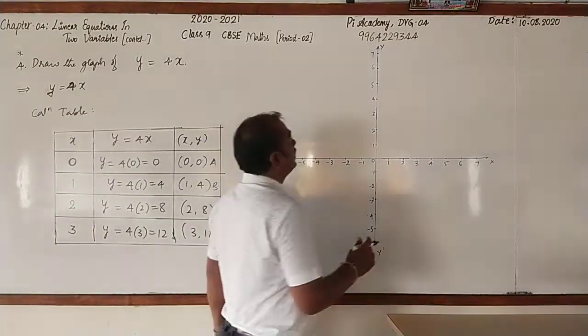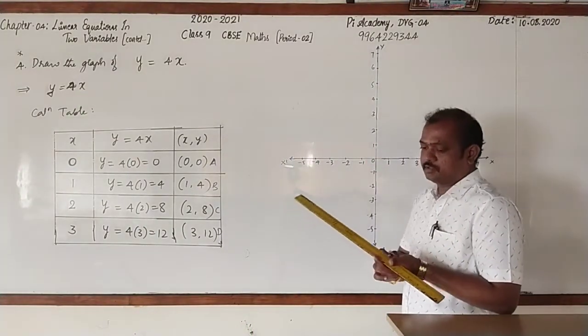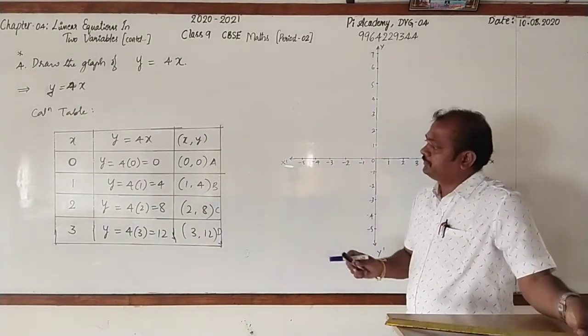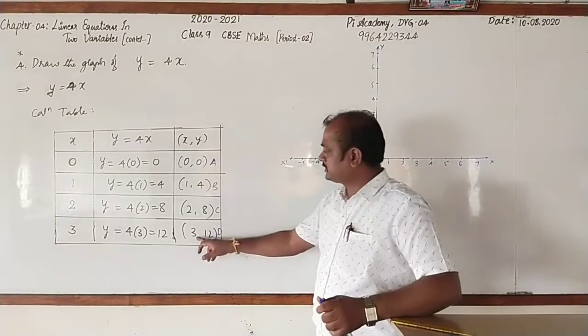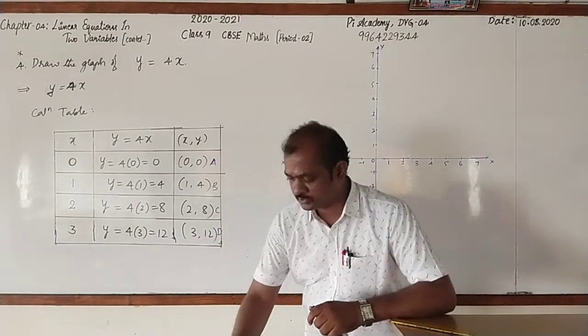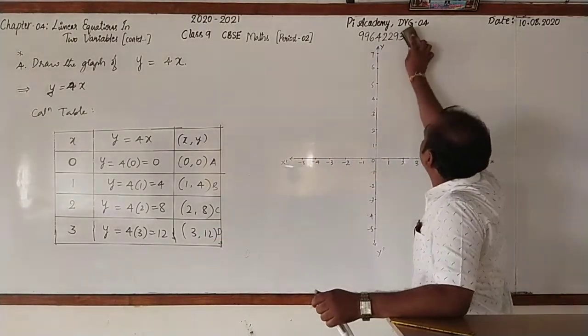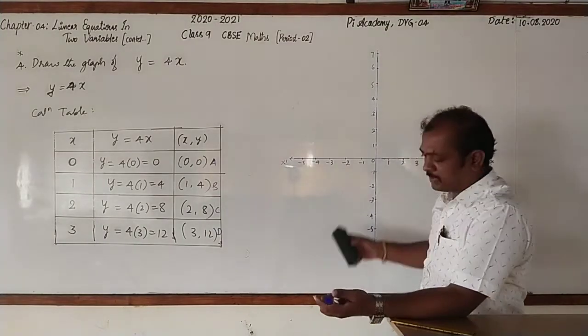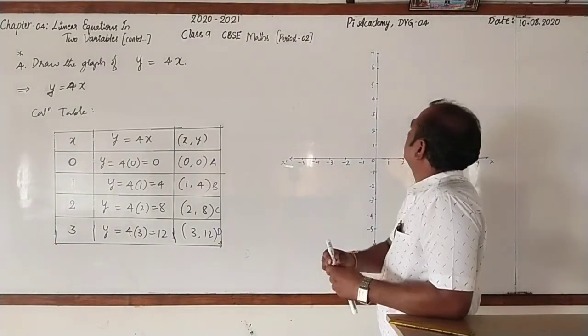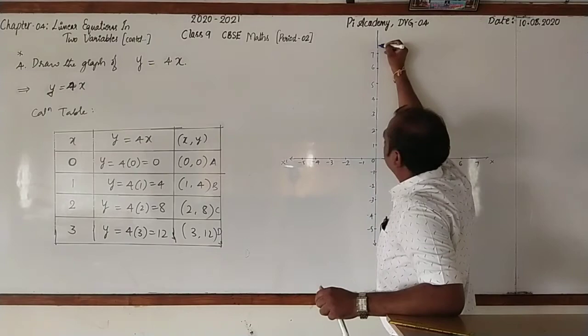Now let us go for marking this. Observe, the highest number in x is 3, highest number in y is 12. So I'll go for taking maximum 8 only.